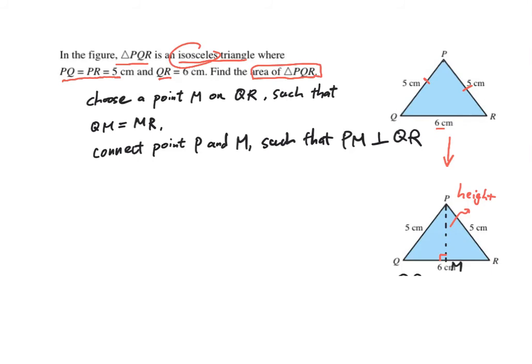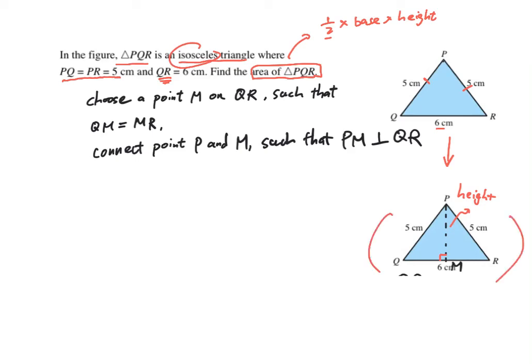Originally, if you want to find the area of a triangle, we just use the formula, right? It's base times height divided by 2, or times half. But in this case, there is a base provided, QR, but we don't have the height of this triangle, so we need to find out the height first. So how do we do that? Because we have learned the properties of isosceles triangle, you just follow the procedure.